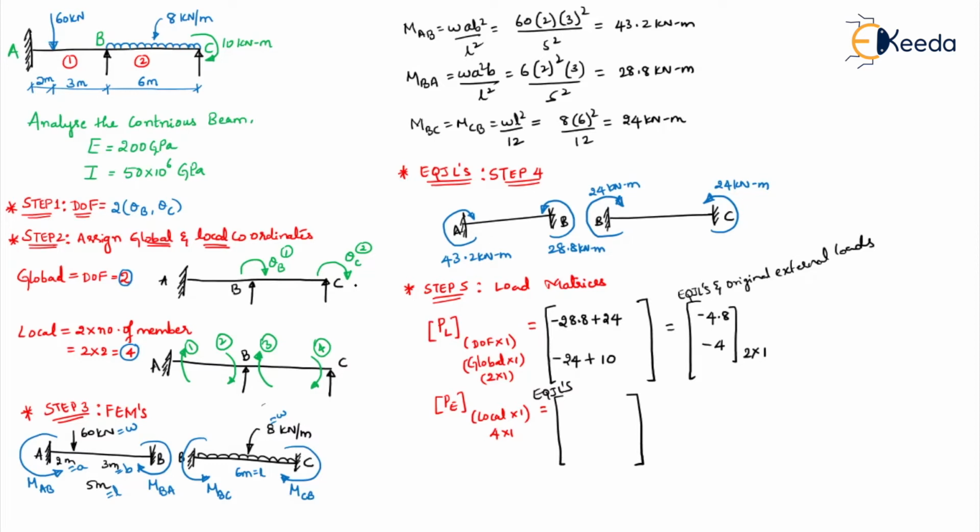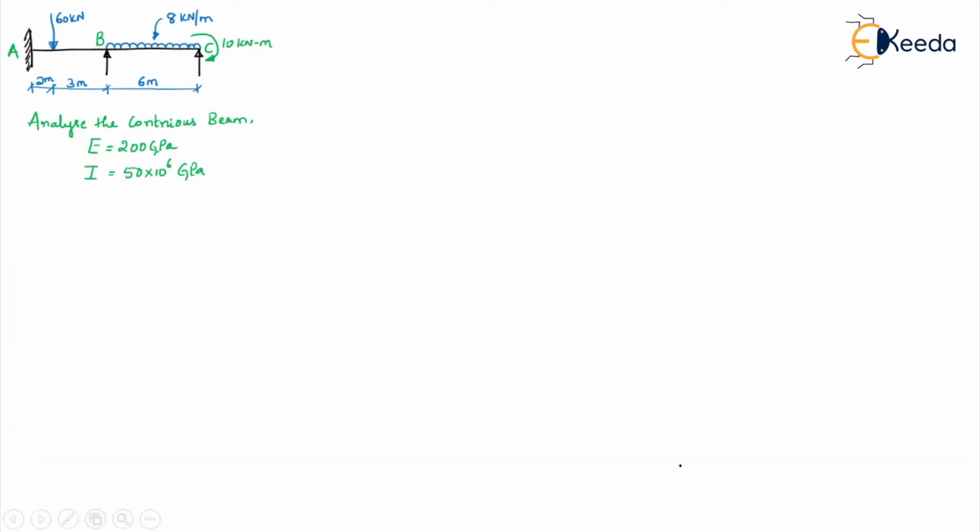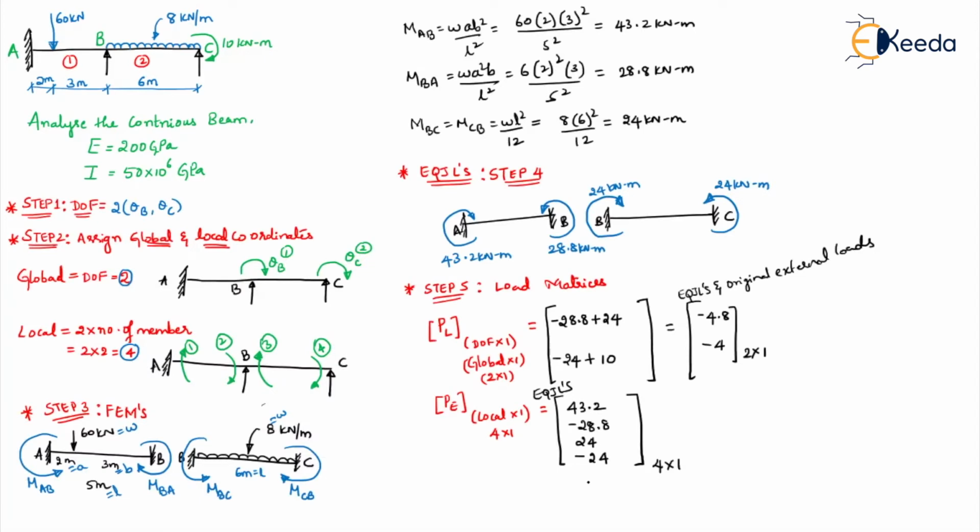So see here, you have to check with the direction. See, this one is clockwise. Here at A, this is clockwise. So that will be positive 43.2. Next coming here, this is clockwise, whereas this is anti-clockwise. So it will be minus 28.8. Coming to the third one, clockwise and clockwise. So plus 24. This is clockwise, this is anti-clockwise. So minus 24. So this is a 4 into 1 matrix. So what is this? Step 5, that is your load matrix.